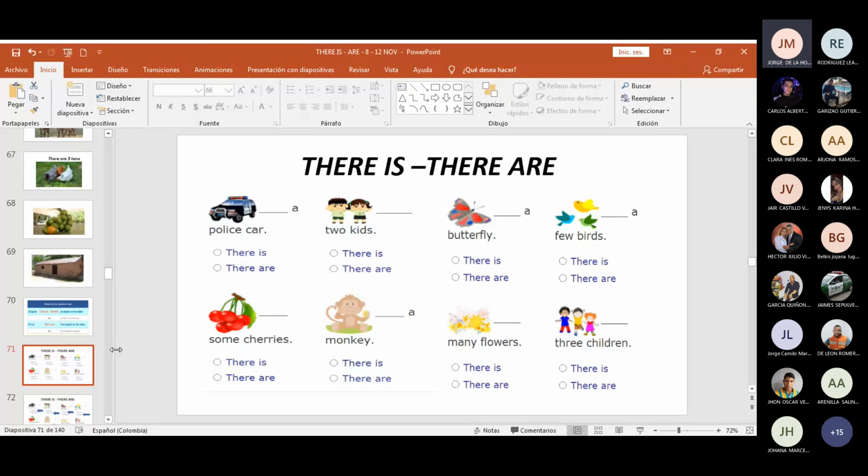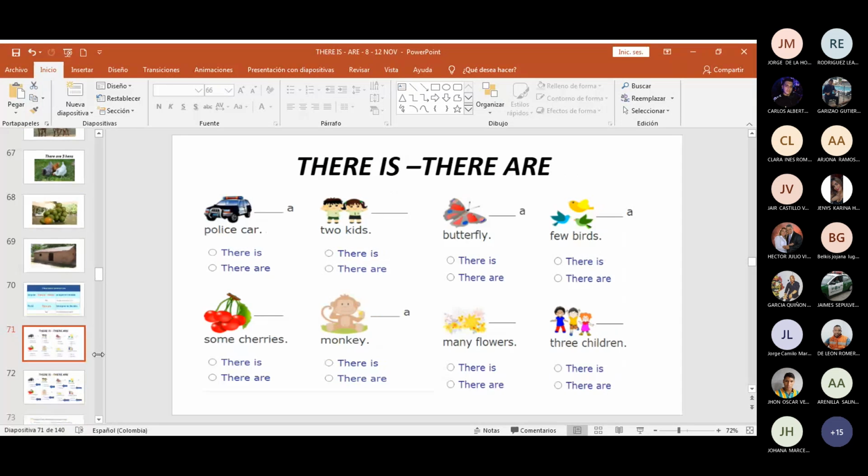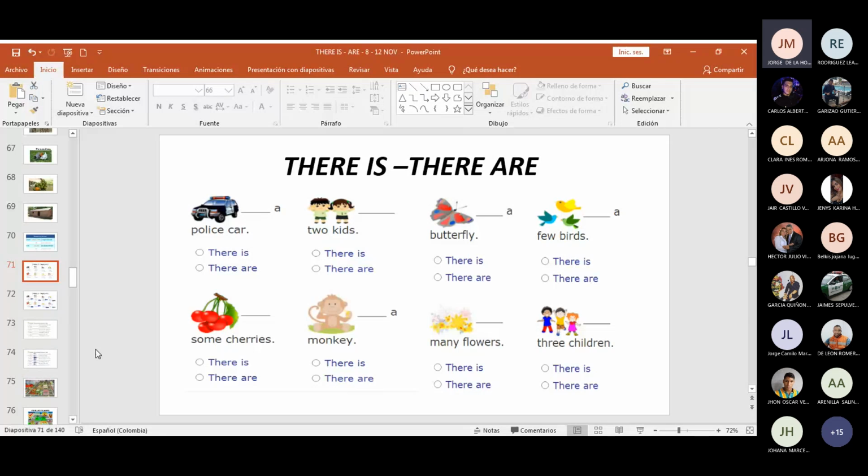Okay, student, look at this. What are you going to do? Student, you are going to indicate number 1, singular or plural? Number one, there is or there are? There is a police car. Ah, very good. There is a police car. Number two, students. There are two kids. Very good. There are two kids. What about number three, student?